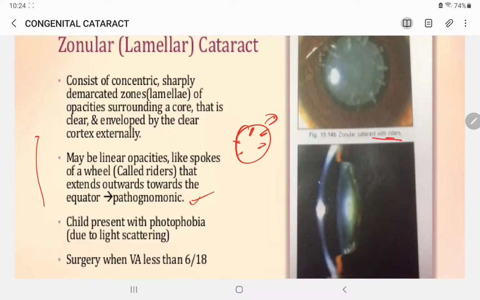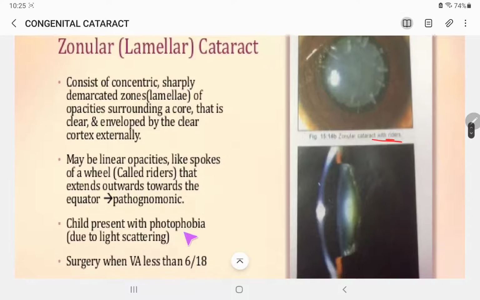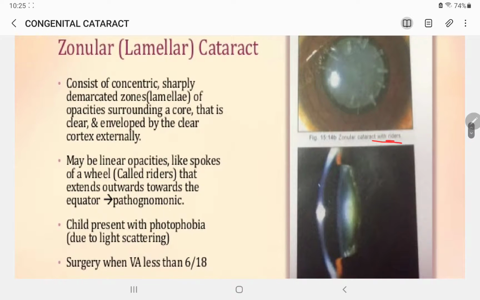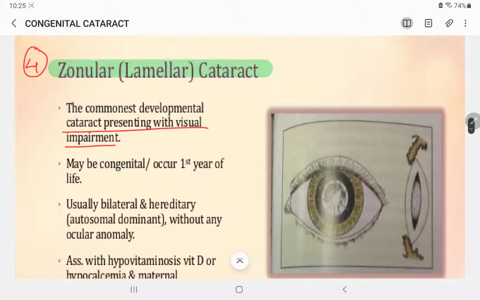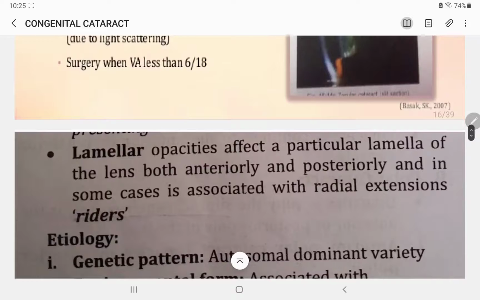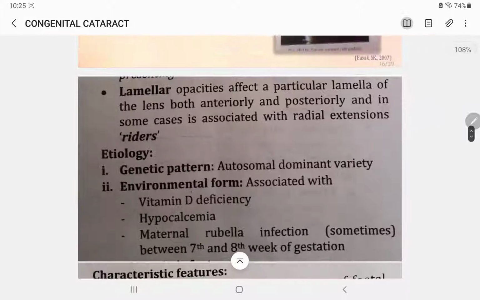In the zonular or lamellar cataract, the child presents with photophobia. Why? Because of light scattering. Surgery is required when the visual acuity is less than 6/18. This is a very important point. If a child presents with photophobia and visual acuity less than 6/18, then surgery is indicated. This is the most common type of developmental cataract, presenting with visual impairment of 6/18. So that's about it.